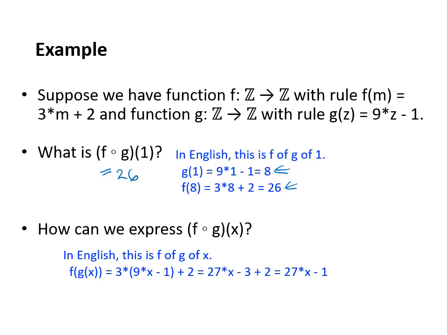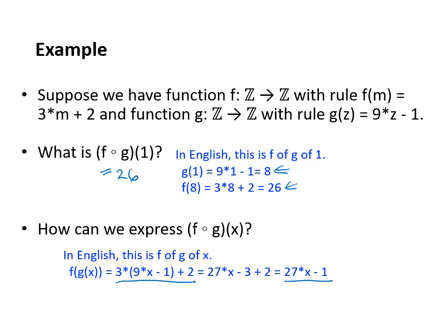Now, how can we express f of g of x? Well, we have to plug in g of x into f. And here is the expression that does this. So g of x is 9 times x minus 1. And then we have to plug this into f. And when we multiply this out, we get 27 times x minus 1. So f of g of x is equal to 27 times x minus 1.